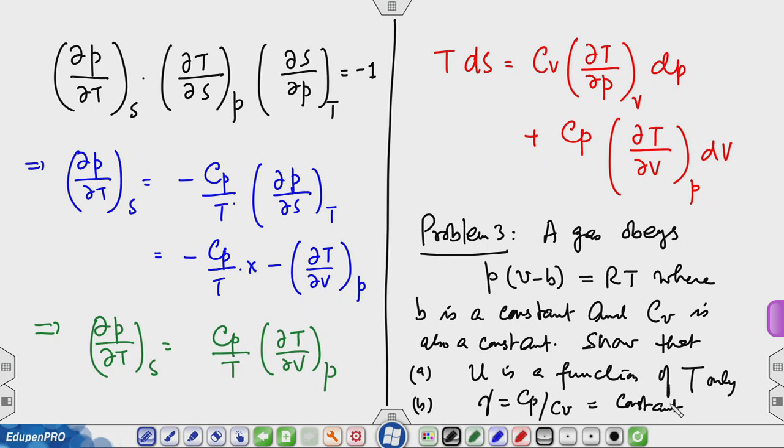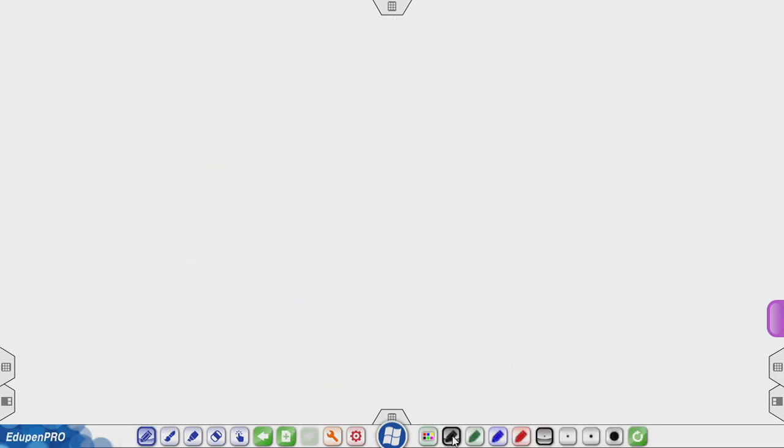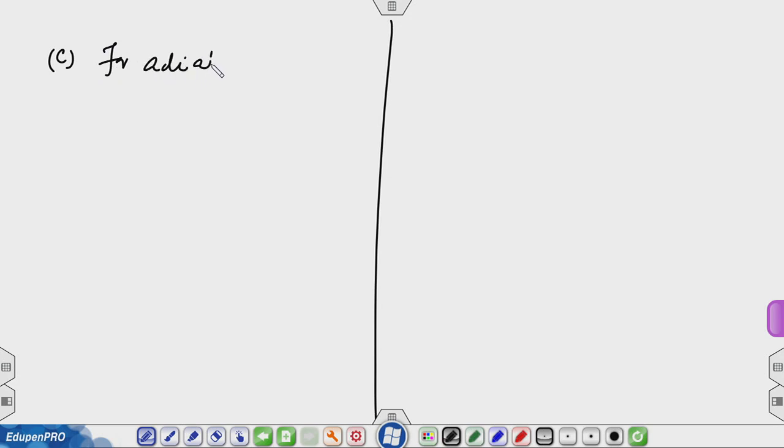And let me go to the next slide. And (C) for an adiabatic process, P(V minus B) raised to gamma is a constant.